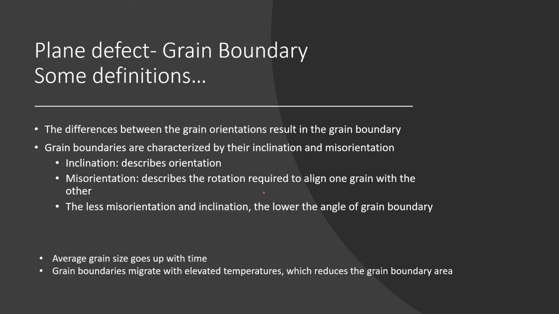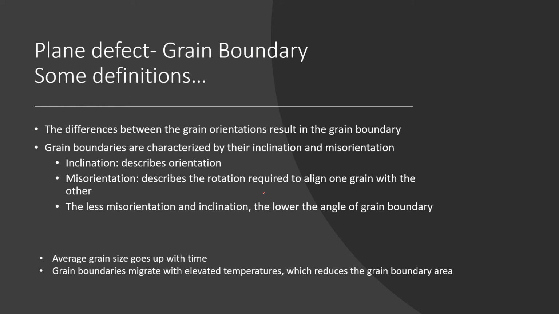Now let's go into plane defects. The most common plane defect is the grain boundary. And it's the difference between the grain orientations that results in the grain boundary. Grain boundaries are characterized by their inclination and misorientation. The inclination only describes the orientation, and the misorientation describes the rotation required to align one grain with the other.